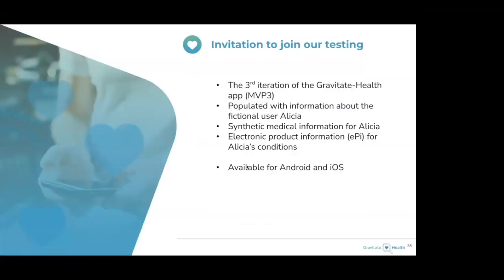So in relation to that, this version that you just saw of the Gravitate app has evolved during those years. It has been improved based also on feedback from multiple testing phases that we performed. We perform testing phases for each version of the app that we release, so for MVP1, MVP2, and also MVP3. Now we are in the third iteration, and the application is ready to be tested. It is populated with synthetic medical data so that the user can test how the app works, but without entering sensitive real-world data. This MVP3 application is available for Android and iOS devices. You can go to the next slide, please.